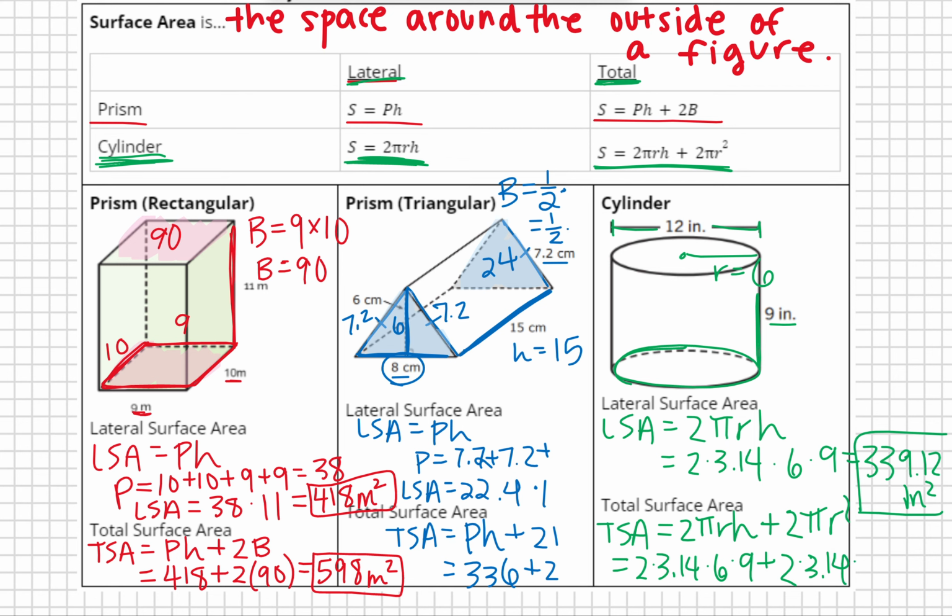And you want to put this whole thing as one line into your calculator to make sure that you're using all the numbers correctly and you're less likely to make a mistake. So 2 times 3.14 times 6 times 9 plus 2 times 3.14 times 6 squared. Altogether, it's going to be 565.2 inches squared.